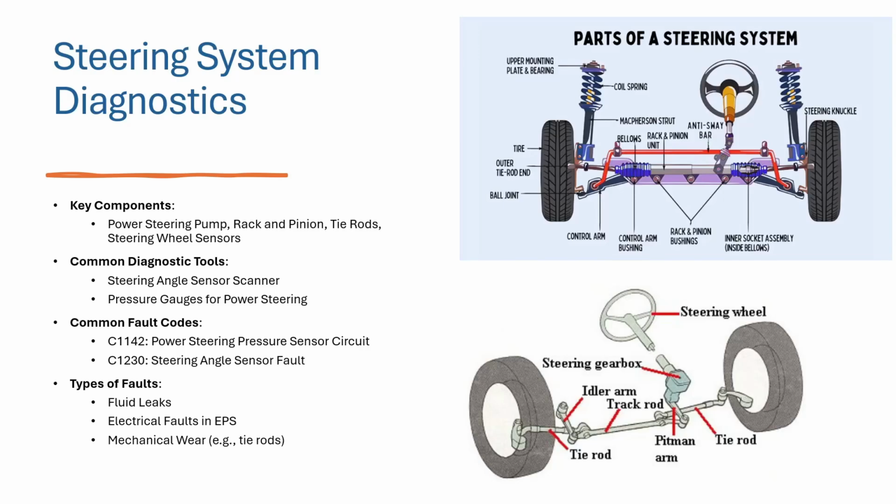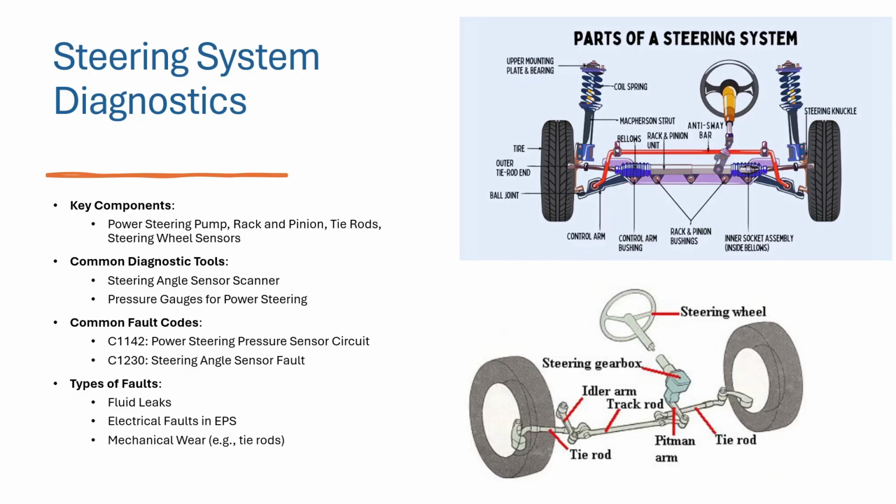With the understanding of this steering subsystem, let us move to diagnostics of the steering subsystem. The key components in the steering subsystem are the power steering pump, rack and pinion, tie rods, and steering wheel sensors. There are common diagnostic tools like the steering angle sensor scanner. It is used to measure how much angle the steering wheel makes with respect to the rotational force of the steering wheel. And there is a pressure gauge for the power steering system to identify how much pressure is produced in the piston subsystem by means of the fluid pumping.